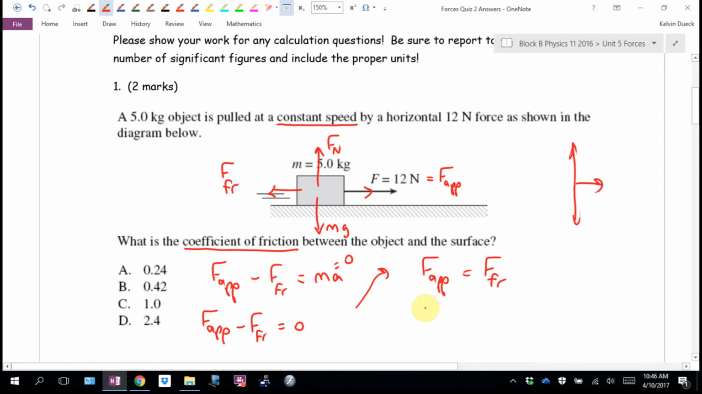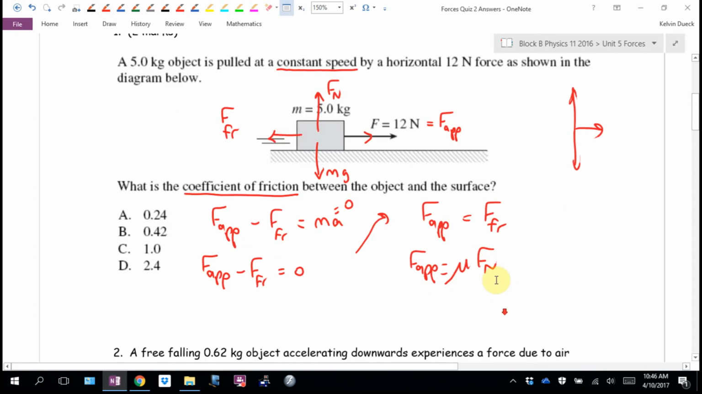Well, friction is mu times the normal force. I don't know the normal force. Oh, but look. I know another force that must be the same size as the normal force. Which force? Okay, so you're telling me I can go F applied equals mu mg. This question wants me to find mu. Hey, what's mu? I don't know. What's mu with you? So to get the mu by itself, how will I move the m and the g over?